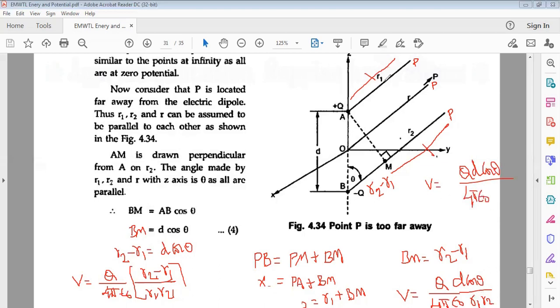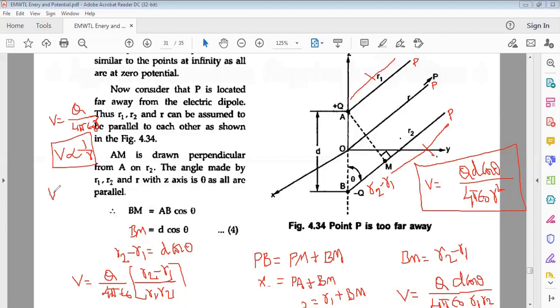When these R1 and R2 both are equal, the distance we can consider as R, so it becomes R square. So the potential of the electric dipole is Q d cos theta by 4 pi epsilon naught R square. Actually the potential at a point charge is Q by 4 pi epsilon naught R only. So it means that for a point charge V is proportional to 1 by R, and the potential of the dipole is proportional to 1 by R square.